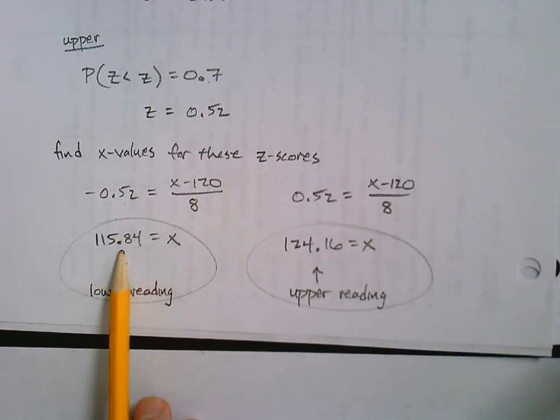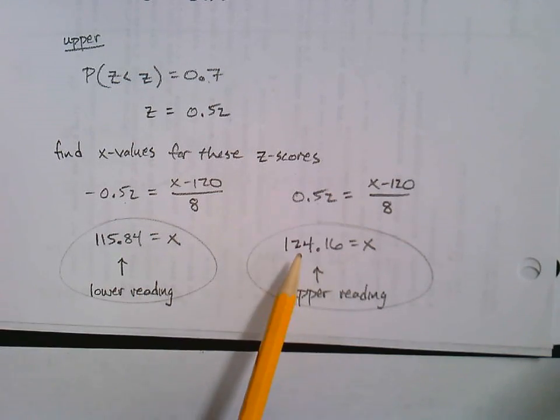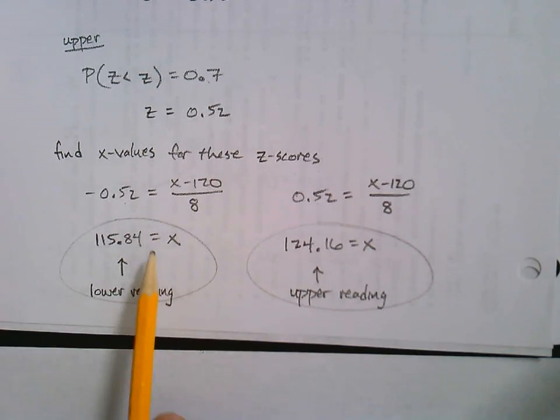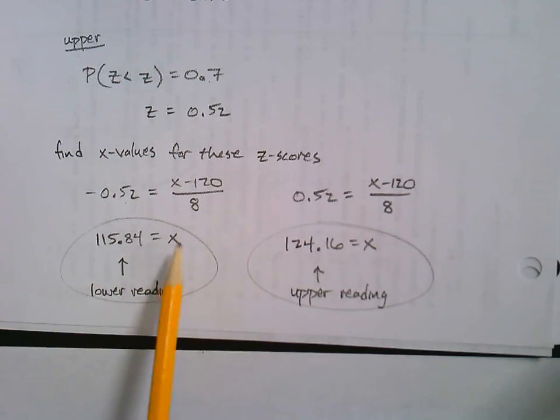The lower reading, 115.84. The upper reading, 124.16. If somebody has their systolic blood pressure between those two readings, then they are in the middle 40% of the data, and they would qualify to be in the study done by this researcher.